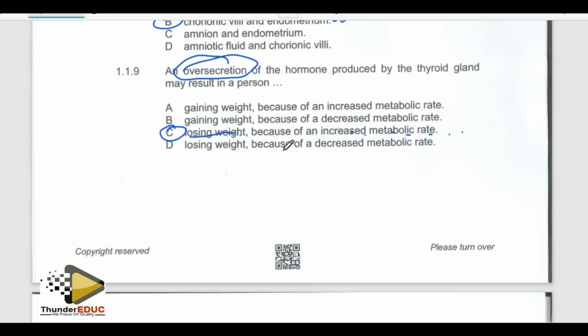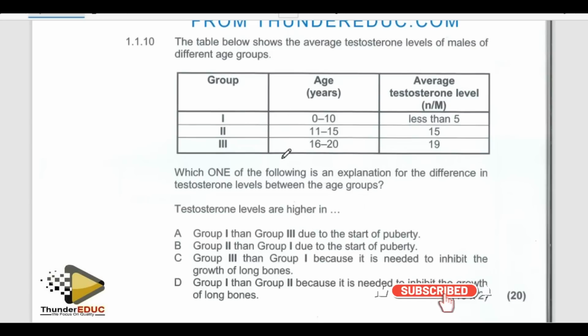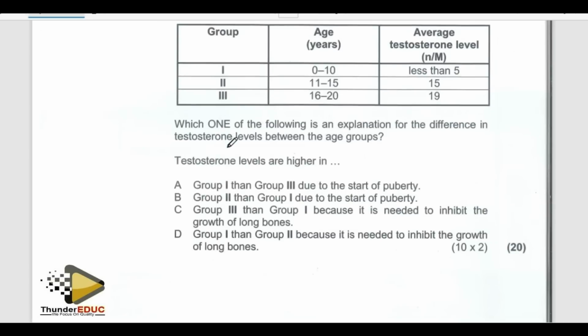Let's go to the next question. They're saying the table below shows the average testosterone level of males of different age groups. Which one of the following is an explanation for difference in testosterone level between the age groups? If you look at this, you'll find out that this is as a result of low level of testosterone. And what will make the low level of testosterone is either the person is still young, still low in age, meaning not yet at that age, and number two, the person maybe is having some infections.